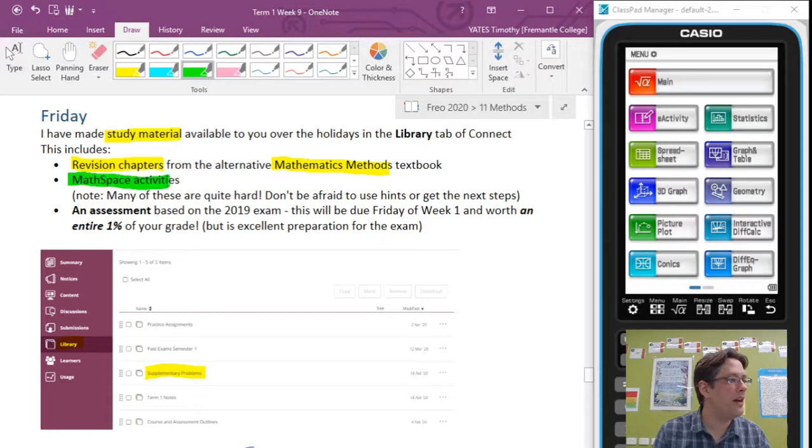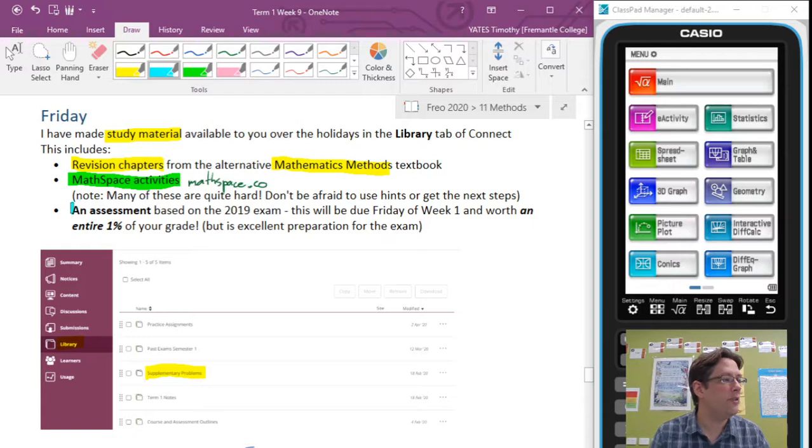MathSpace activities, that's at mathspace.co, and you should be able to find the code to connect up to that. In the notices, I sent a few emails out about that, a few notifications. So one thing to know is that many of the MathSpace problems are quite hard. Some of you will have found them quite difficult, and they are. Don't be afraid to use hints or get the next steps or anything like that, but they're definitely very good practice. And we've also got an assessment.